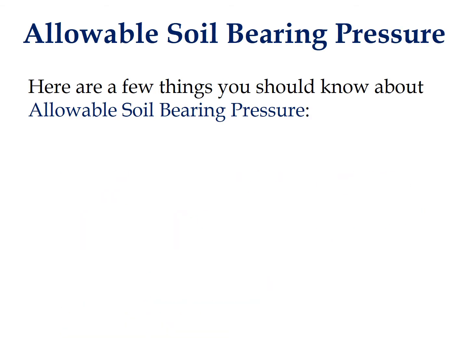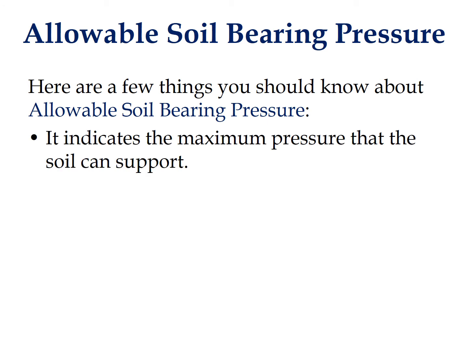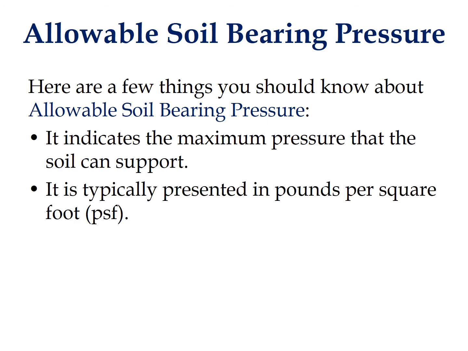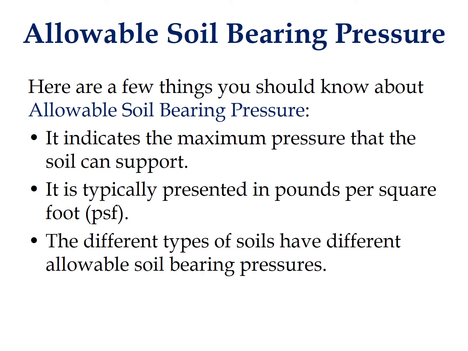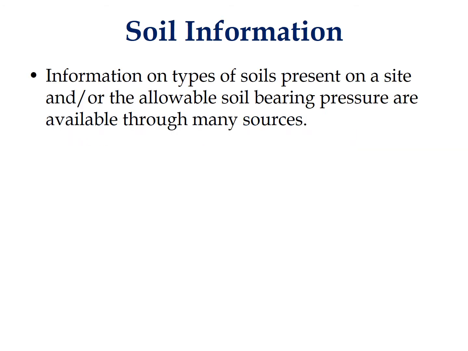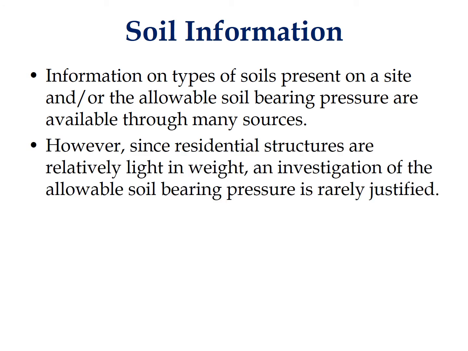Here are a few things you should know about allowable soil bearing pressure. It indicates the maximum pressure that the soil can support. It is typically presented in pounds per square foot. The different types of soils have different allowable soil bearing pressures. Information on types of soils present on a site and/or the allowable soil bearing pressure are available through many sources. However, since residential structures are relatively light in weight, an investigation of the allowable soil bearing pressure is rarely justified.